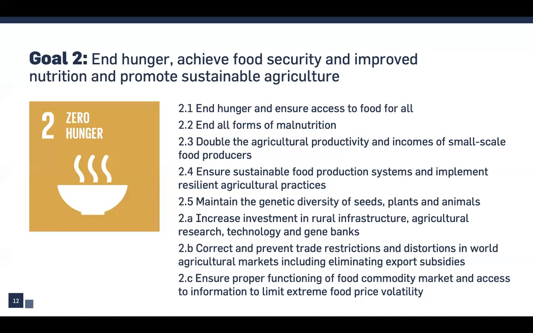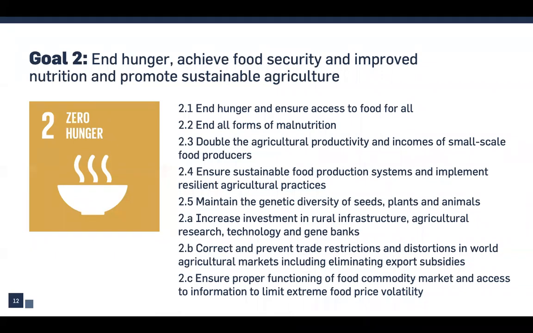So target 2.1, to end hunger and ensure access to food for all, is what you would expect to see under zero hunger. But 2.2 broadens the agenda significantly. And now we're talking about all forms of malnutrition, so really everything to do with diet, and particularly from a developed country perspective, obesity falls into the agenda.